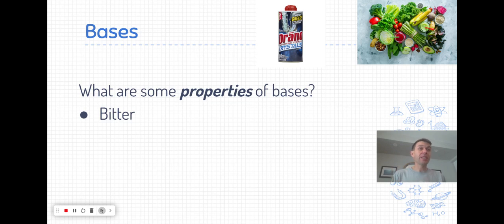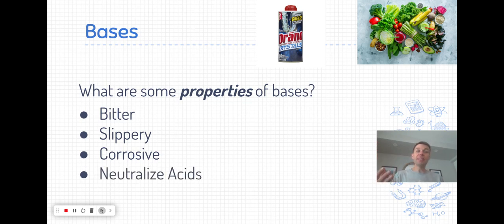Bases often have a bitter taste, so think leafy green vegetables. Bases are often very slippery if you feel them to the touch. And bases are corrosive as well. Many strong cleaners are bases. For example, Drano is sodium hydroxide, and its corrosive properties are used to eat away at substances stuck to typically metal in our kitchen appliances or in our drains. And bases have a property in that they can neutralize the chemical properties of acids.